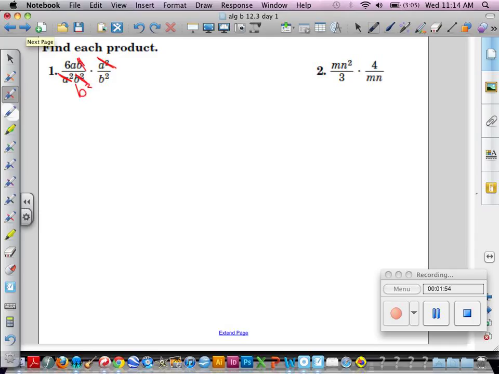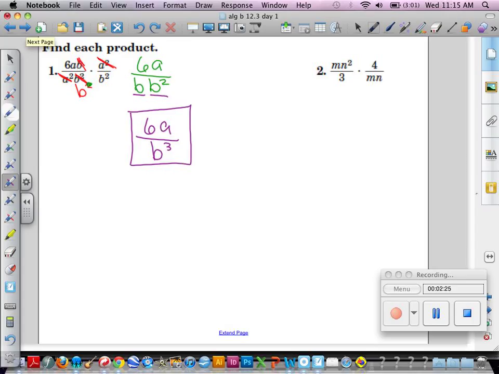So same thing now, you're going to multiply across. So you got the 6 and the a, and then you have the b, this is just a b, and the b squared. So now simplify that. That gives you 6a, b and b squared is b cubed. So remember, you're going to have to show your work on your homework assignment. So write down the problem and then show what you're canceling is what you need to do during your assignment.